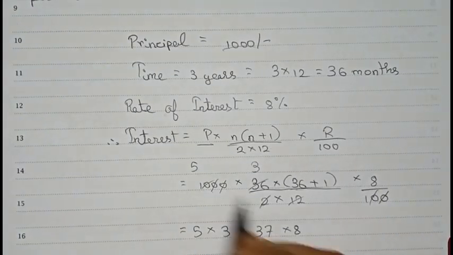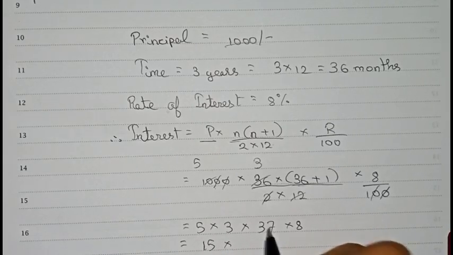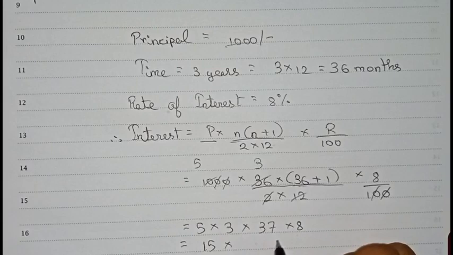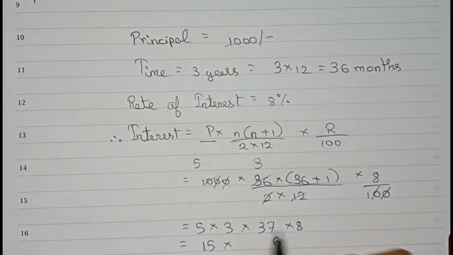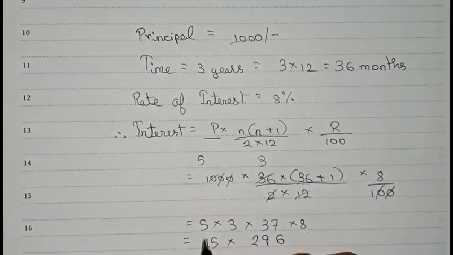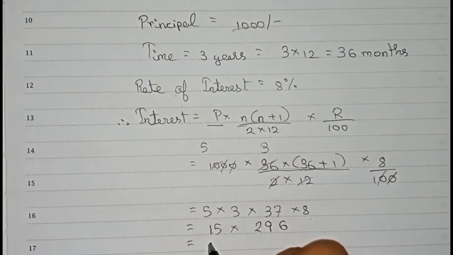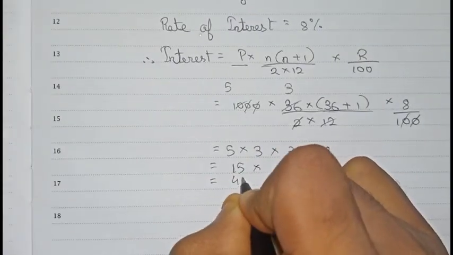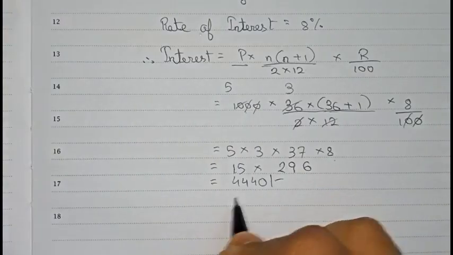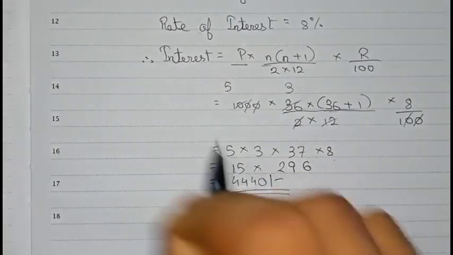So 5 into 3 into 37 into 8. 3 5s are 15 multiplied by 37 into 8. 7 8s are 56, 5 carry, 3 8s are 24, so 29. So 296 into 15 becomes 4440. So this is our interest. So we got our interest.